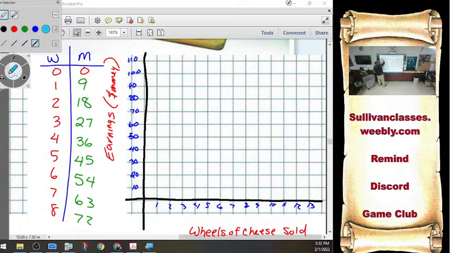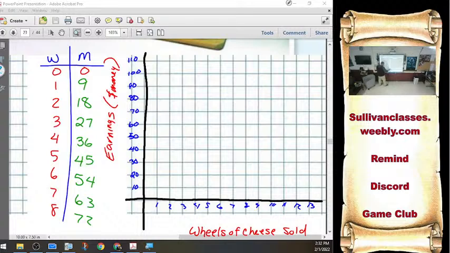And then in there we will plot points. 0, 1, 9, 2, 18, 3, 27, 4, 36, 5, 45, 6, 54, 7, 63, 8, 72, and then I could keep going. 81, 90.